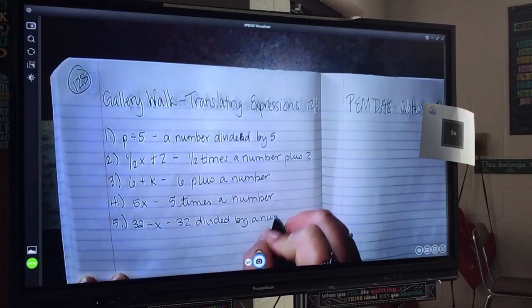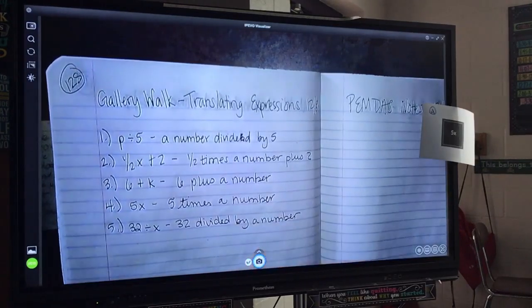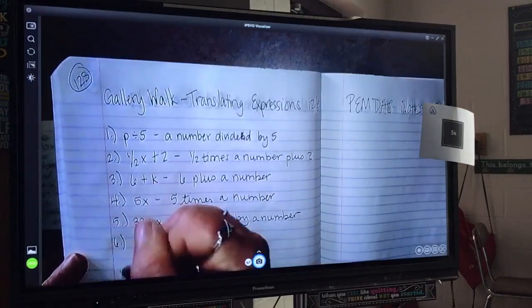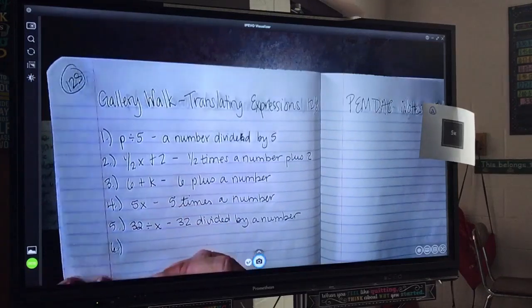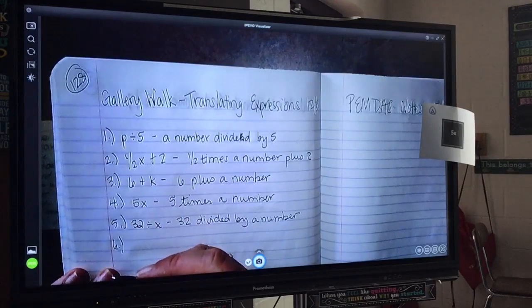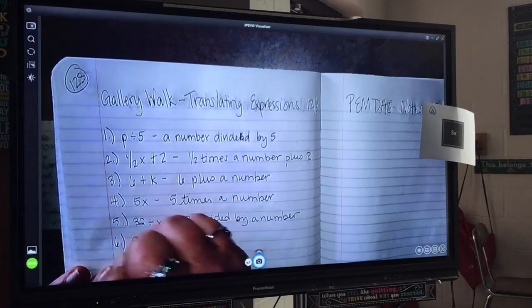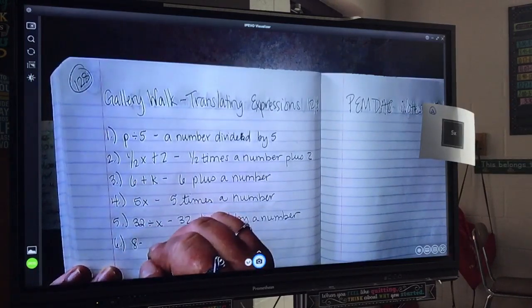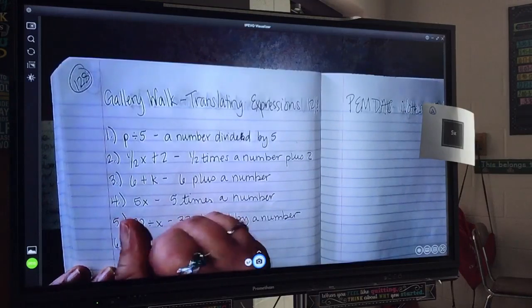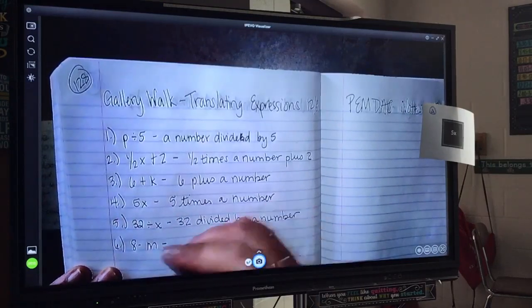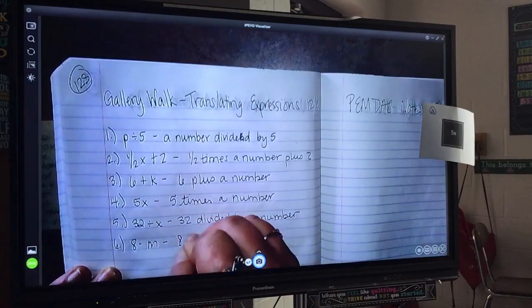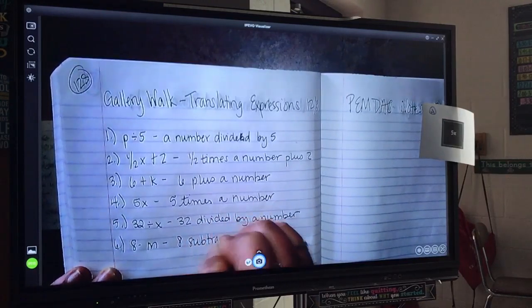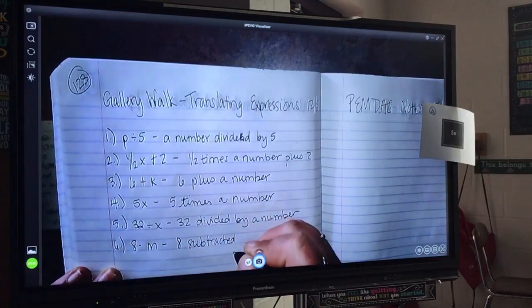Alright, so moving forward, actually no, let's do one more. What was number 6? River. It was 8 minus M? 8 minus M? Alright, and then what did you write? 8 subtracted by a number. Subtracted by.